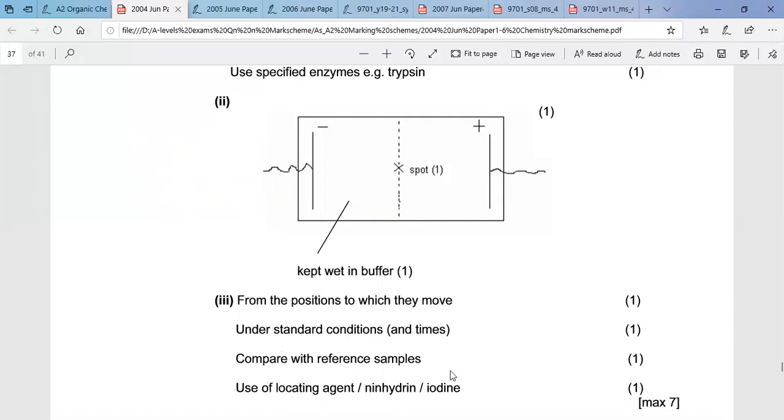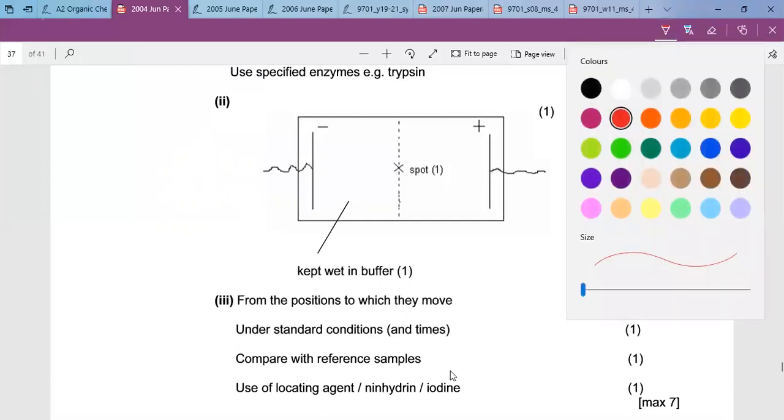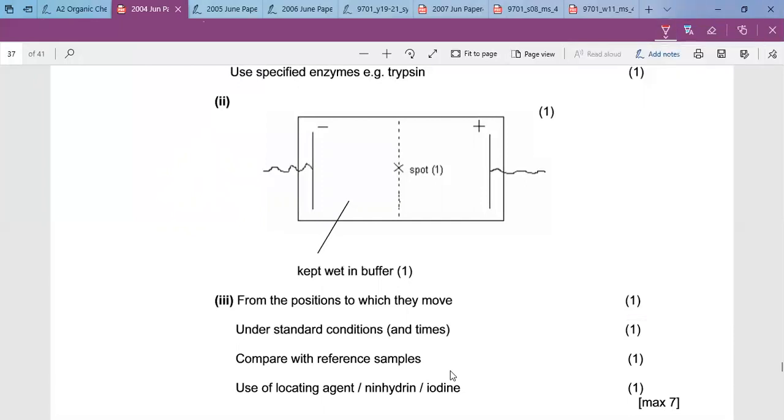Locating agent means what? Now here, ninhydrin is a locating agent. That means when you spray ninhydrin, because amino acids are colorless, you cannot see where they are. So how do you locate them? So you use a locating agent.